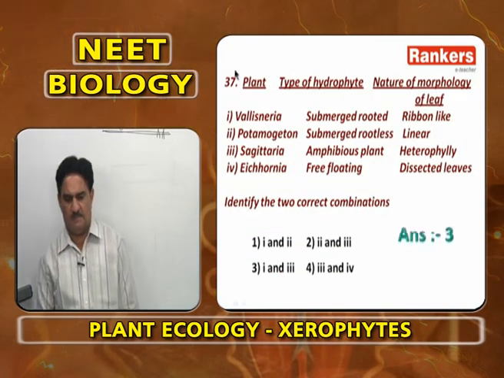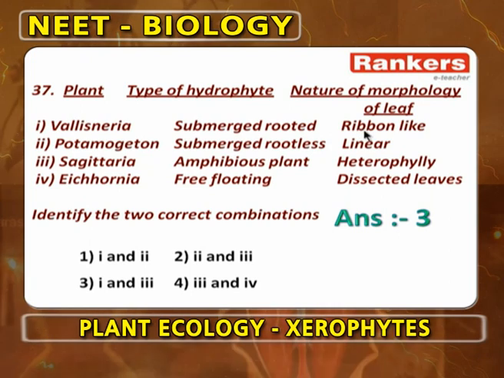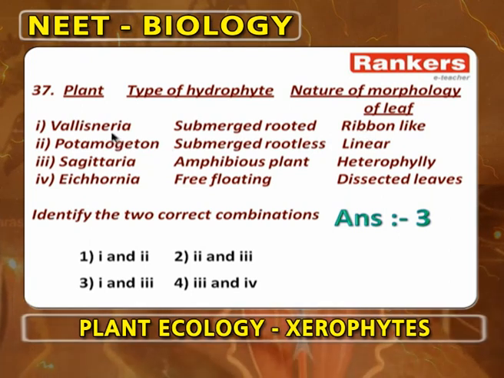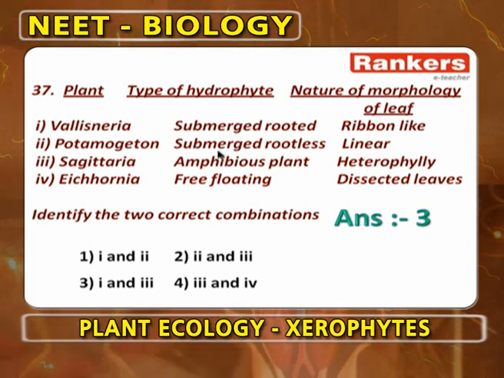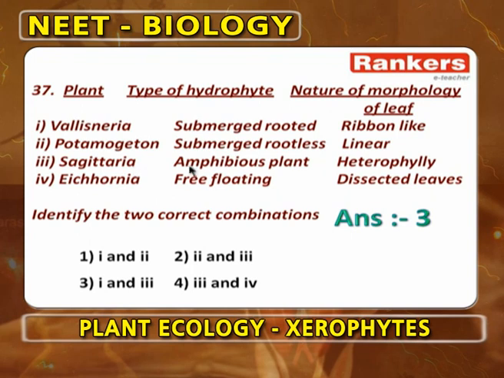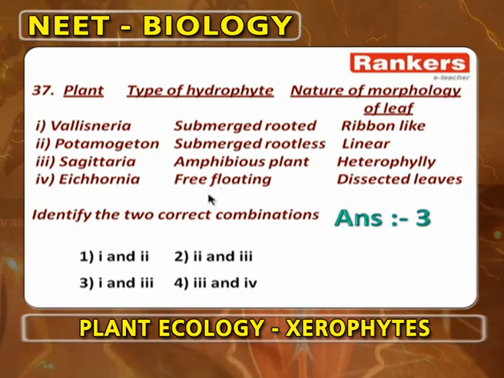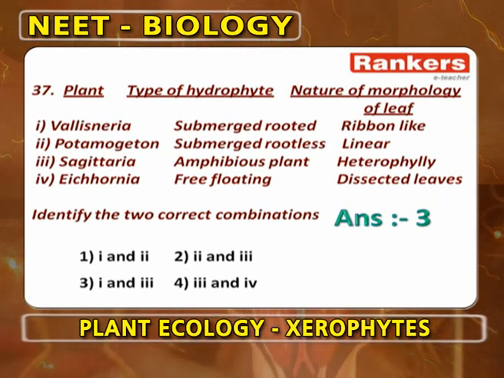Another 3 column. Plant, type of hydrophyte, nature of morphology of leaf. Vallisneria, submerged rooted plant, ribbon like leaves is correct. Potamogeton, submerged rootless plant, linear is wrong. It is not submerged rootless, it is submerged rooted. Then Sagittaria, amphibious plant, heterophylly is correct. Eichhornia, free floating plant is correct, but dissected leaves is wrong. So, the answer is 1 and 3. 2 and 4 are wrong, 1 and 3 is correct.